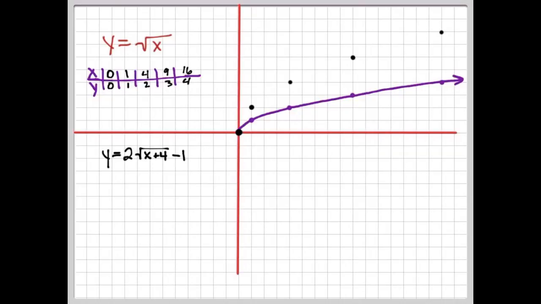So I could do it in 2 steps. I could go left 4 and then go down 1. Or you could just do it all as one step. Take every point, move it left 4 units, down 1 unit. So let's take each point, move it left 4 units, down 1 unit. Now, if you got copy and paste like me, you can be super, super fast. Look at that, I'm already done.